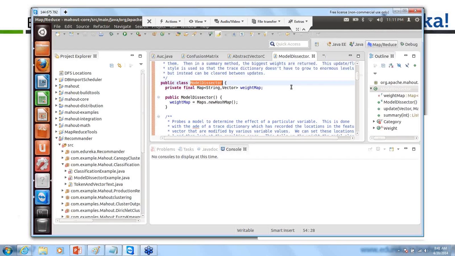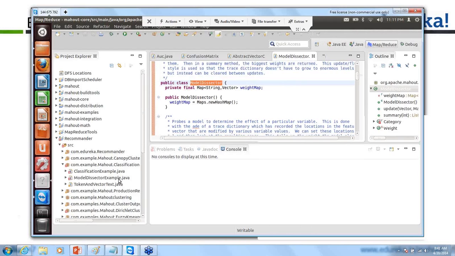So in the end, this model dissector will provide you a list of the most important variables in your vector set, or in your predictor variables, which are affecting the output of the model. I would like to show you roughly the code, how it will look if you are going to implement this.